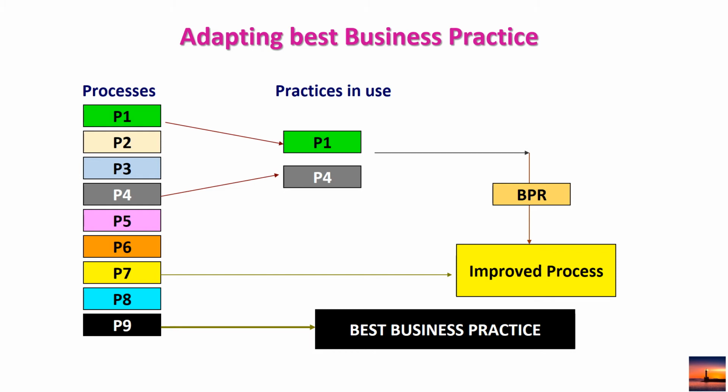Let us see this example. There are 9 different ways a process may be carried out. This user uses both processes P1 and P4. After doing the BPR, they realize that P7 is better and would like to change the working to P7. But the best way to do this process is P9. SAP has done thorough research and recommends the user go with P9. It is up to the user to start using a new process P7 or follow SAP and go with P9.